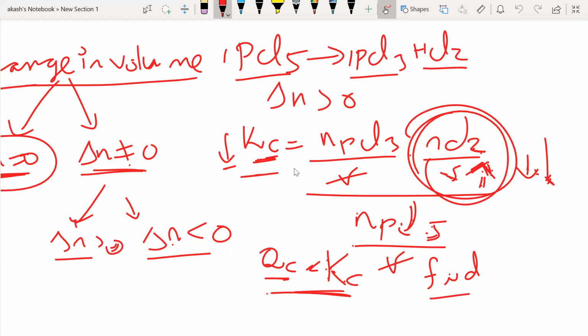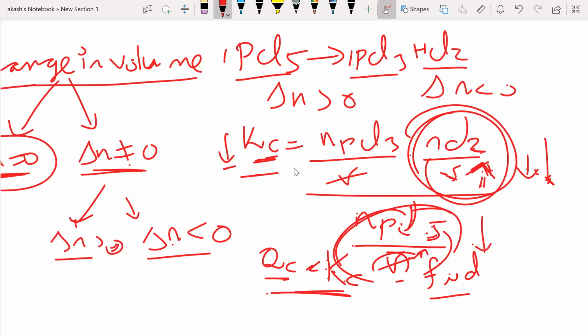Now, if you find any reaction where delta n is less than 0, you will see there is one volume term in the denominator, and if you increase it, you will find that this overall term is decreasing, and then the Kc value will be increasing to Qc, and you will see that it is going to be the backward direction. That is for delta n less than 0, right?